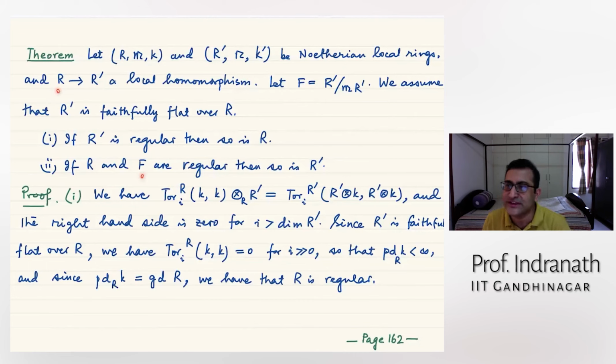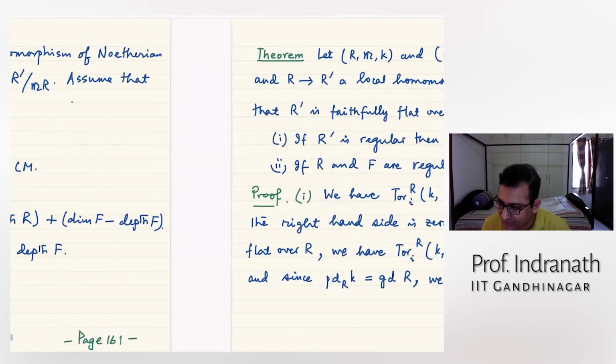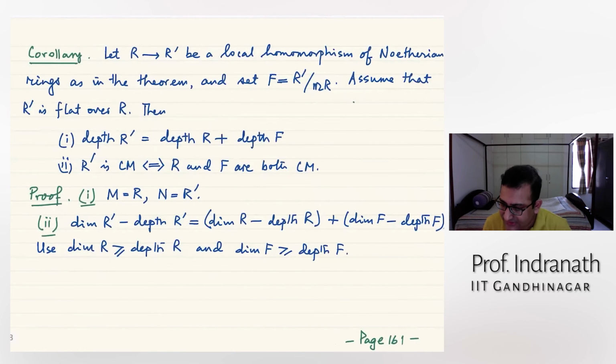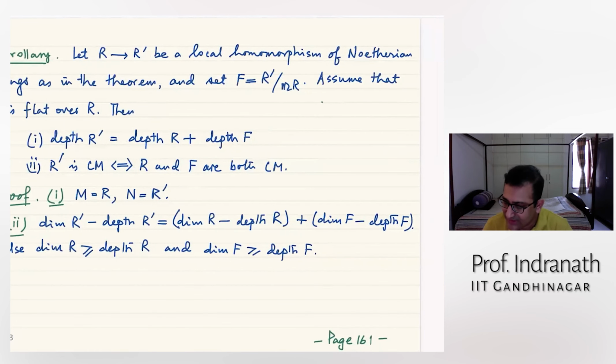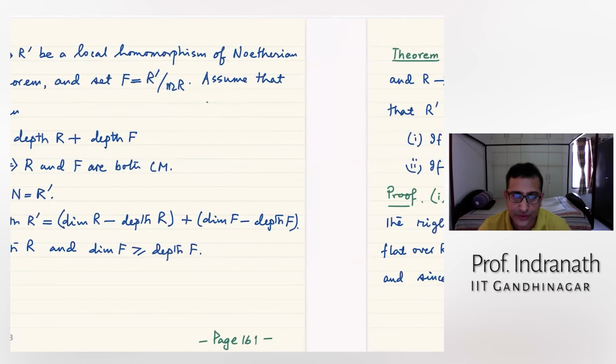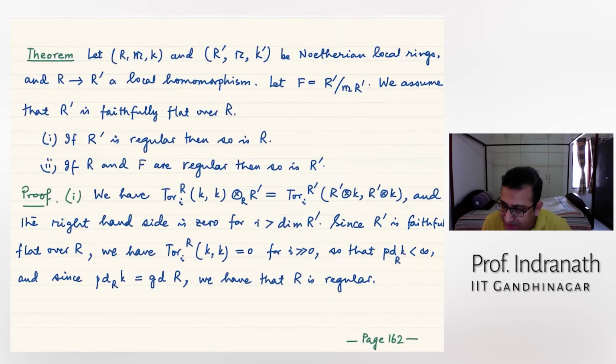It's kind of, you see, just as we have seen for Cohen-Macaulay also, that r dash is Cohen-Macaulay if and only if r and f are both Cohen-Macaulay. And these kinds of things used the depth equality, etc. So here we now have a similar statement for the regularity condition. But for the time being I have assumed faithfully flat. Let me mark this.